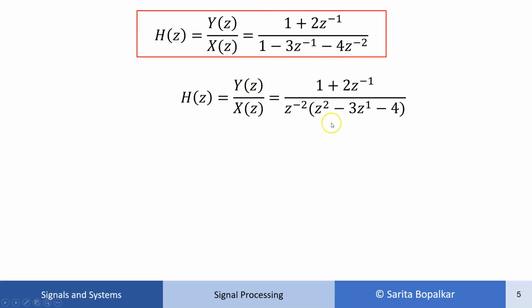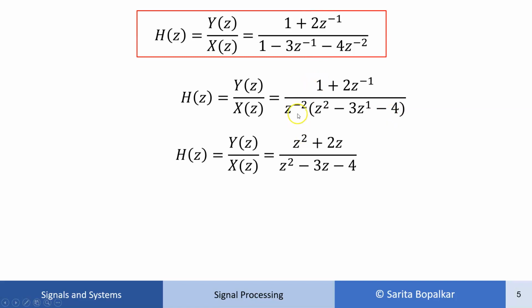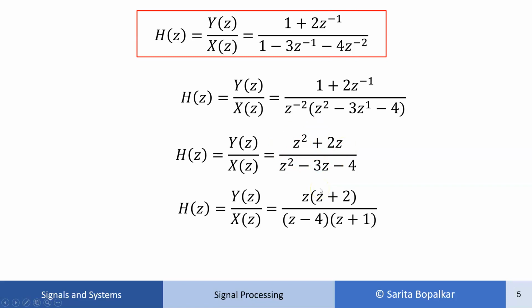So here z raised to 2 minus 3 z raised to 1 minus 4. Now this z raised to minus 2 we will take in the numerator, so it becomes z raised to 2 plus 2 z raised to minus 1. So this is the numerator polynomial, this is the denominator polynomial. Find the roots.